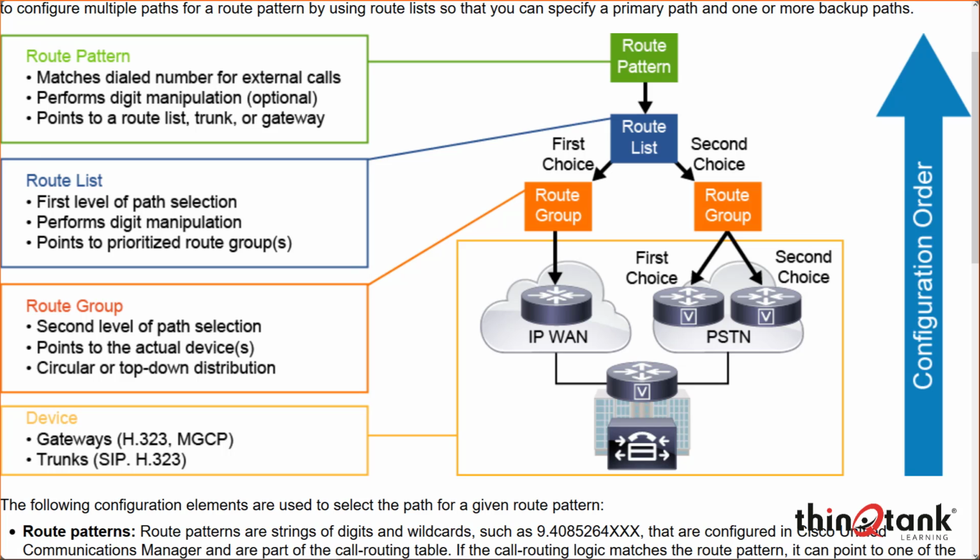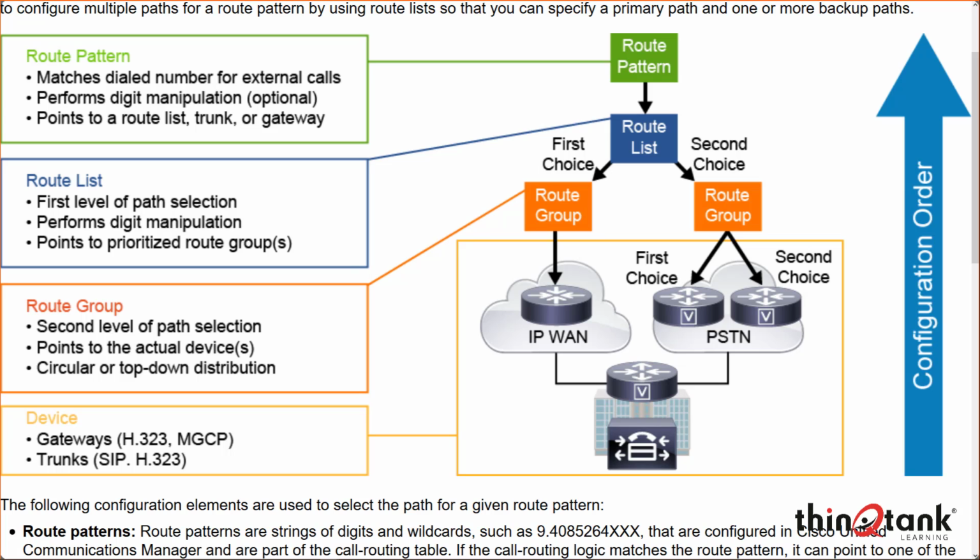The route list is just a path selection, like you can see in the diagram here, a list of route groups. It is an ordered list. Like I said, it is processed from the top down. Route groups themselves don't necessarily have to do top-down processing. A route group can be configured to process in a circular fashion or in a top-down fashion. It depends on how you do it.